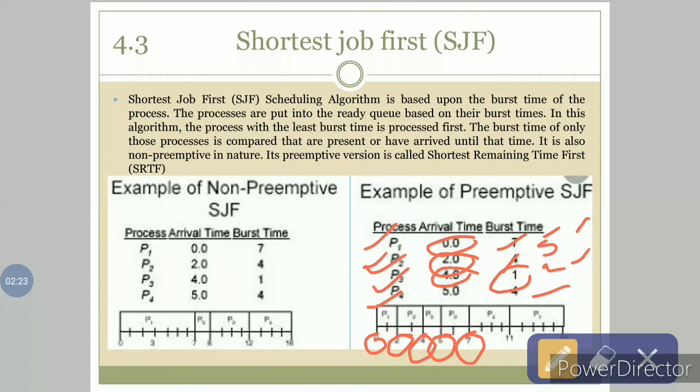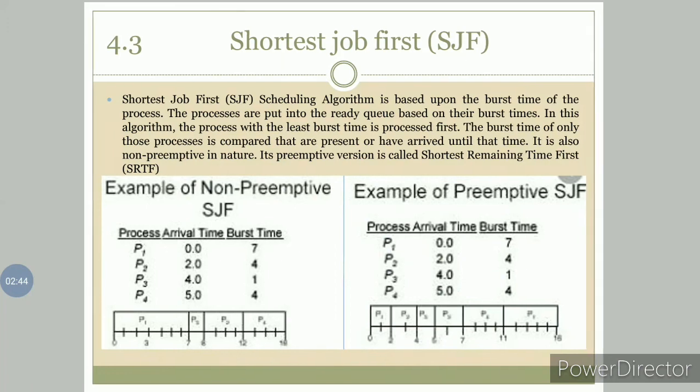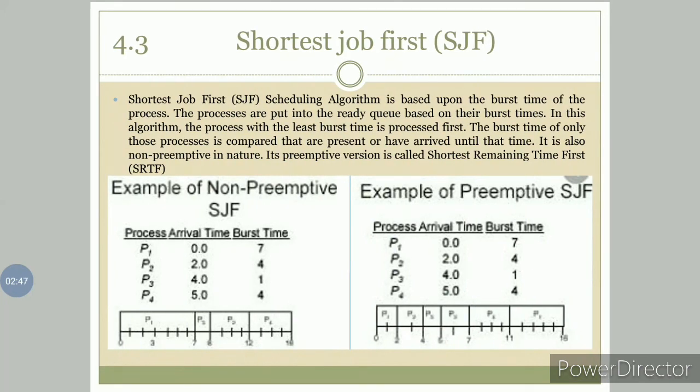Next, after execution of P2, we are left with P1 and P4. P1 has 5 units of time and P4 has 4 units of time, so we will start executing P4. So 7 plus 4 becomes 11, and last, P1 will be executed with 5 units of time, that is 16 units of time is the completion of the process. So this is all about shortest job first, non-preemptive SJF and preemptive SJF.